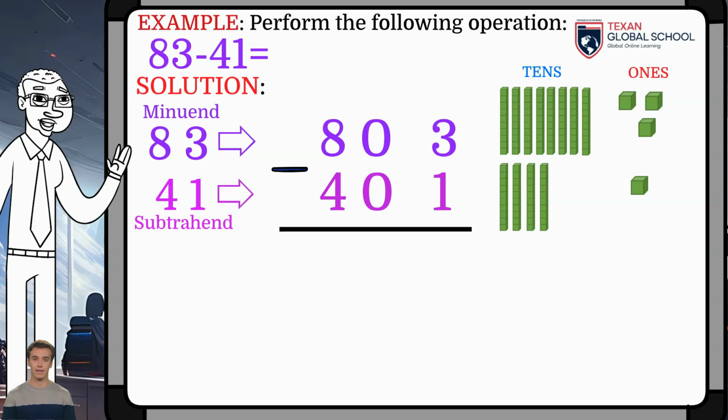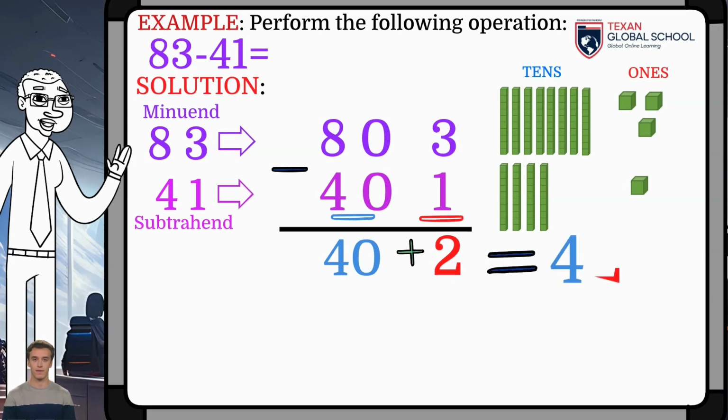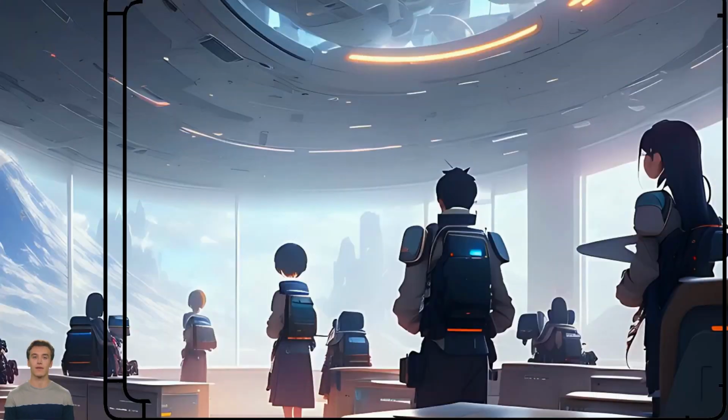Now, subtract each column. Subtract ones and tens. 3 minus 1 is 2. And 80 minus 40 is 40. Finally, add 40 plus 2, resulting in 42. The model shows the subtraction process. Cross out the ones of the subtrahend and the same amount in the minuend. Cross out the tens of the subtrahend and the same amount of the minuend. The difference shows 4 tens and 2 ones.